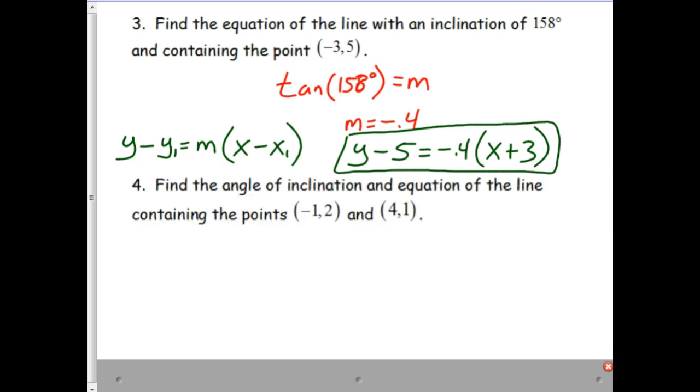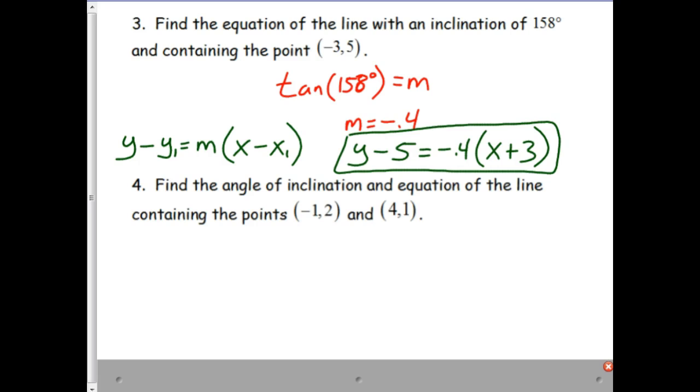Okay. Number 4. Let's do another one. Just make sure everyone's okay. Find the angle of inclination and equation of the line containing the points negative 1, 2, and 4, 1. Well, they're not actually giving us the slope on this problem. So we're going to have to find the slope.